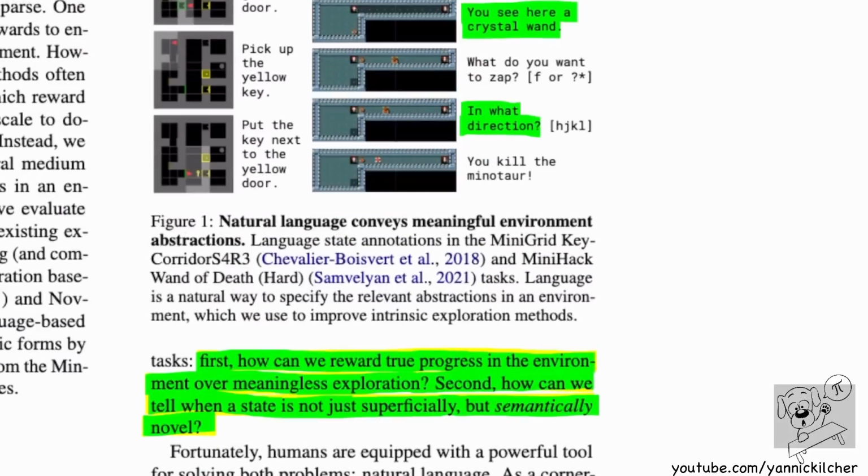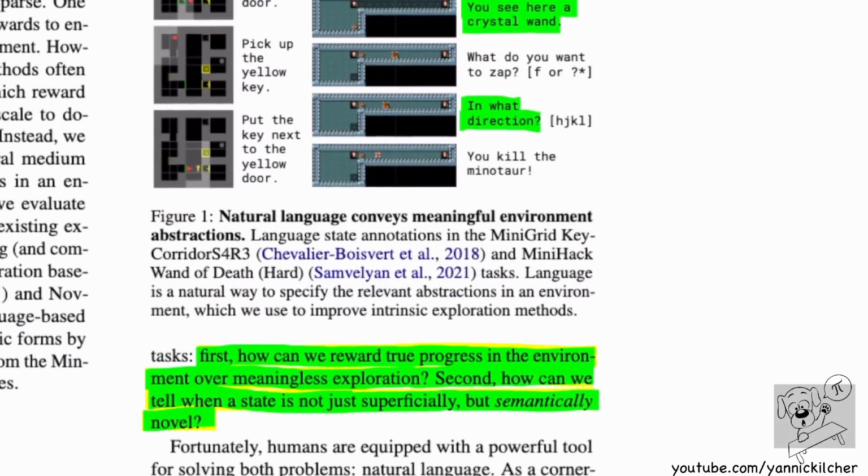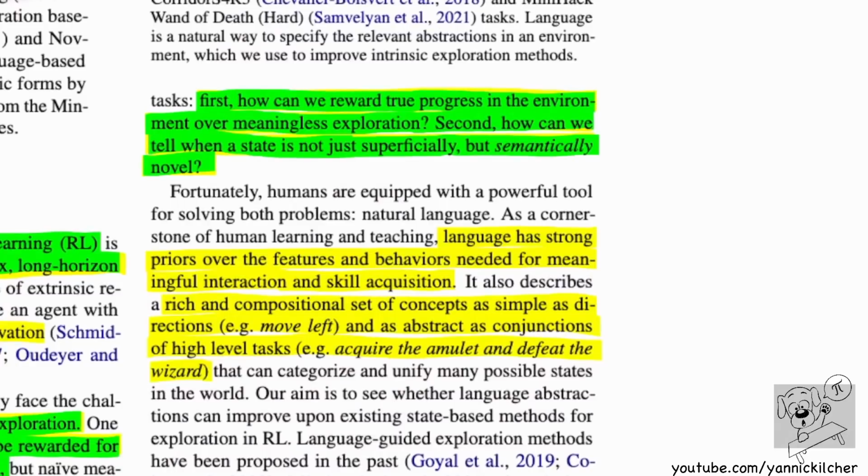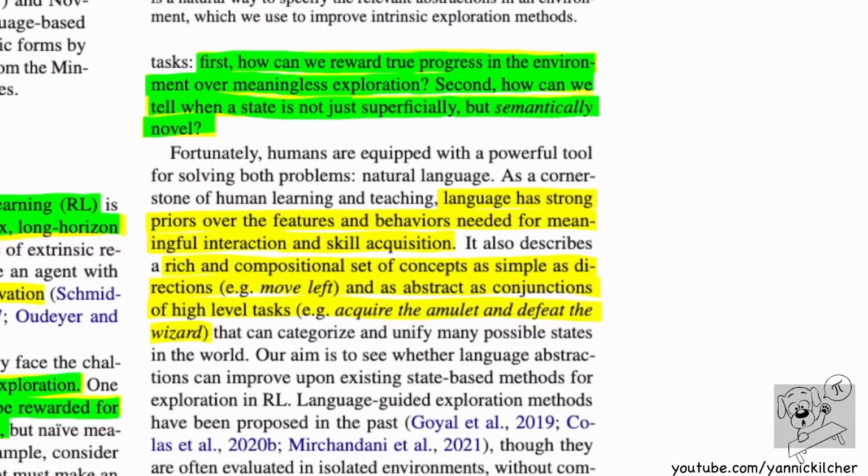So as you can see, these authors imagine that if we had a language description of the environment, that could give us an indication of when something is novel and when something is just the same but looks a little bit different. They say language obviously has strong priors over the features and behaviors needed for meaningful interaction and skill acquisition.